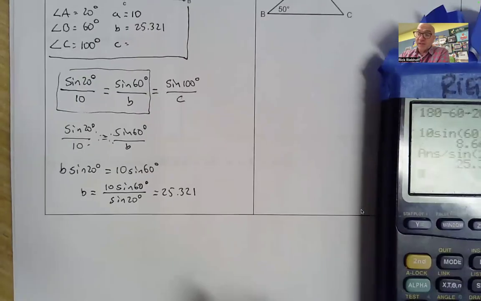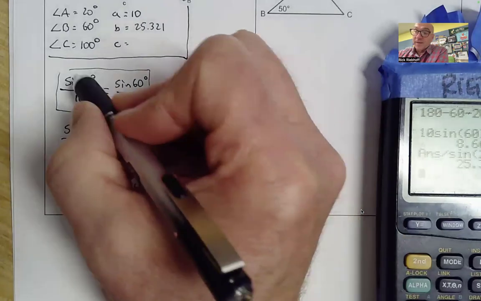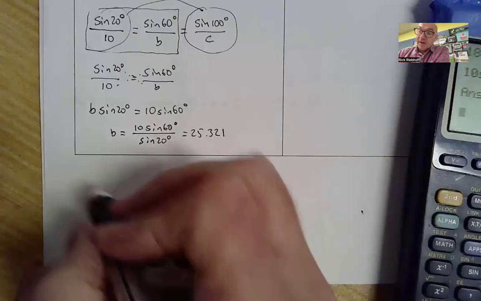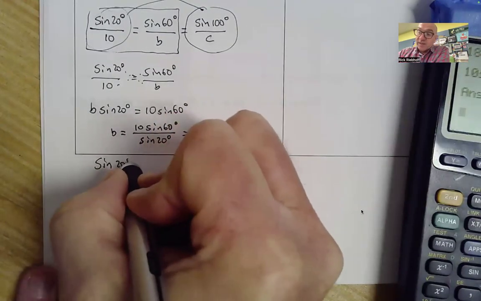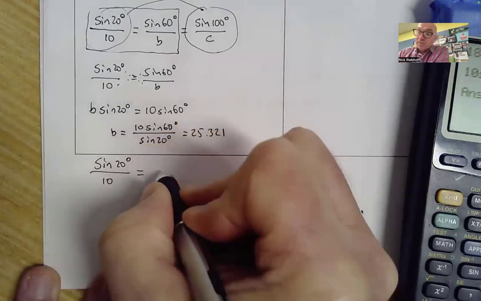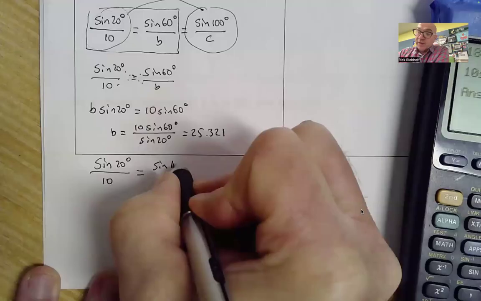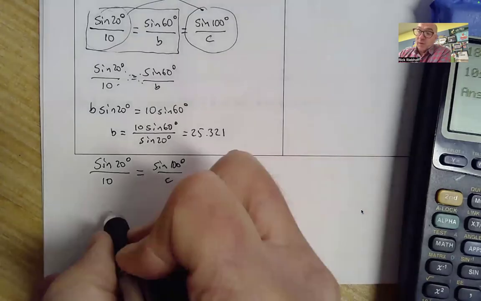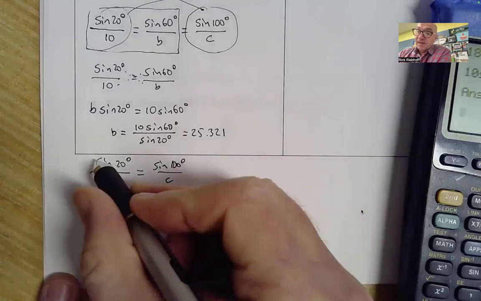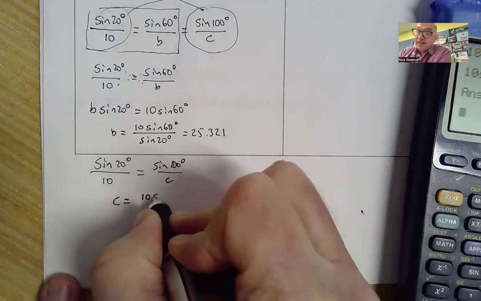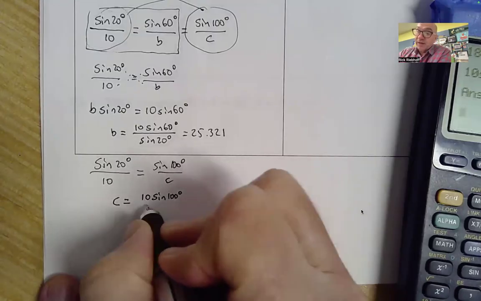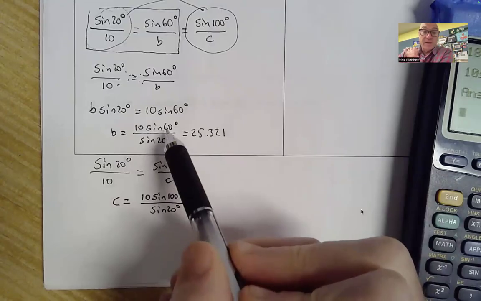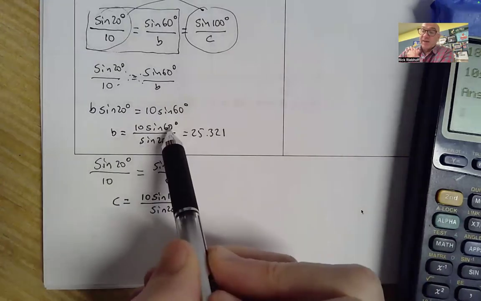Well, I can do the same thing that I did before, but now I'm going to take sine of 20 and it's going to equal this. All right, so let's do that. I kind of ran out of room here. Sine 20 degrees over 10 is equal to sine of 100 degrees over C. That's hot, right? We do cross products. We're going to eventually end up with C is equal to 10 times sine of 100 degrees divided by sine of 20 degrees. Okay, I'm just using what happened here, except I'm switching C and angle C.